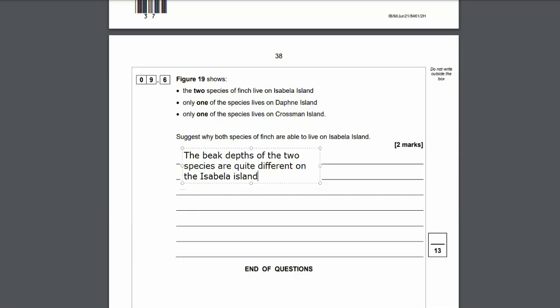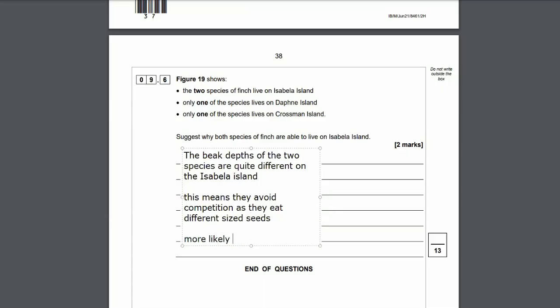We can assume this means they avoid competition between each other as they eat different types of seeds or different size seeds. And so, therefore, they're not competing with each other, which makes them more likely to survive by avoiding competition. And that's it done for this exam, guys.